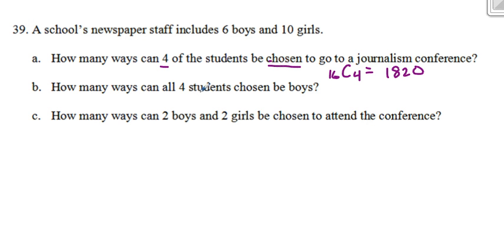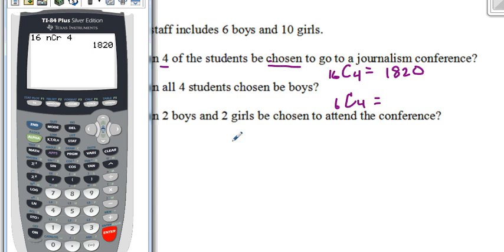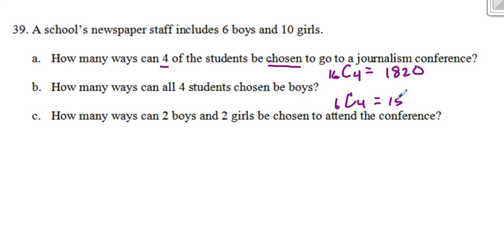And the next question we're asked, how could we choose them so that they're all boys? Well, there are only 6 boys, so we're going to choose our 4 from that. And we go back to our calculator and we do 6, math. There we go. Over to probability, choose combinations again. 6C4 gives us 15 ways to have 4 that are all boys.